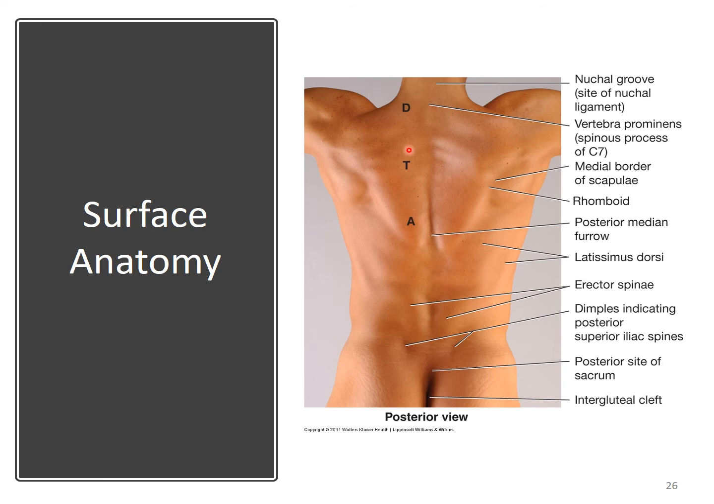D, T, and A actually show that there are three different fiber directions of the trapezius. You have ascending fibers, transverse fibers, and descending fibers. This is all the same muscle. However, depending on which part of this muscle is engaged, it'll lead to different actions. Like you can pull your shoulders up, you can depress your shoulders, or you can pull them back. Okay, so elevation, depression, and retraction, I believe it should be.